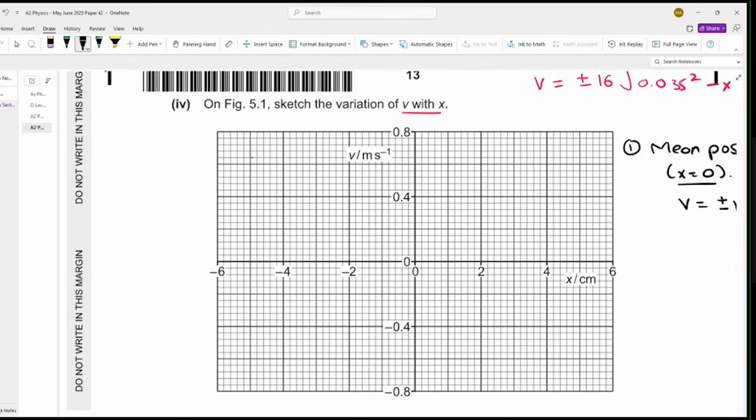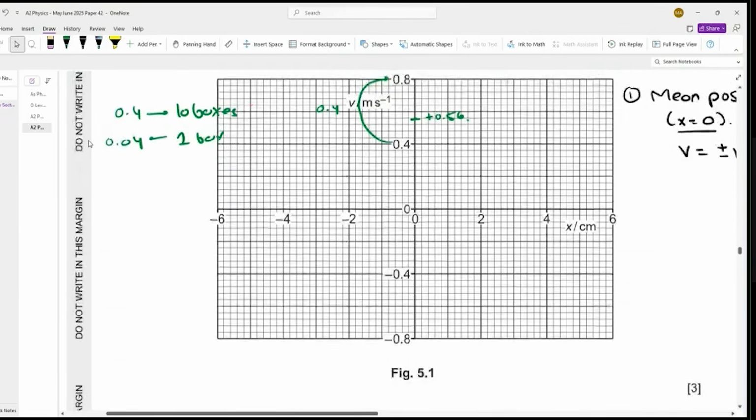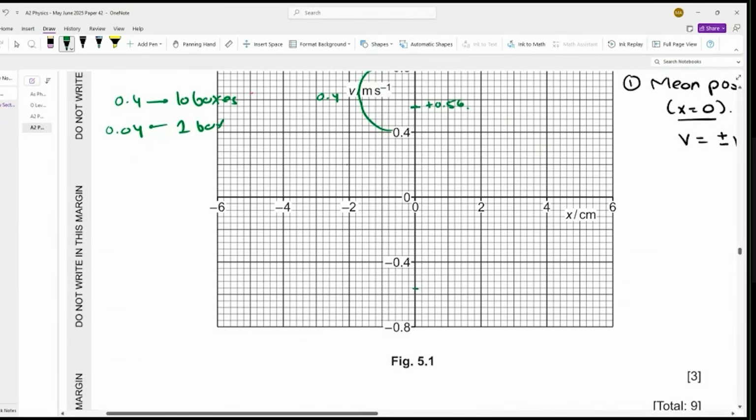If you realize here, let me take a different color. This is 0.4, this is 0.8. You are covering how many units? 0.4 units in 10 boxes. One box will represent 0.04. So where is 0.56? Here, positive 0.56. This will be negative 0.56. The velocity can either be positive maximum or negative maximum at the mean position. Okay.